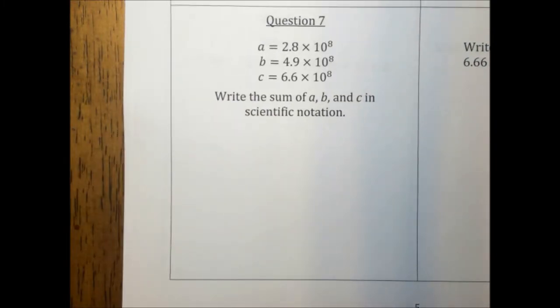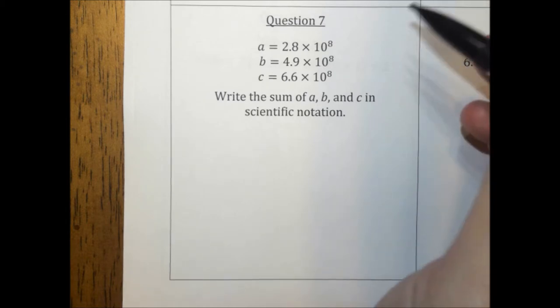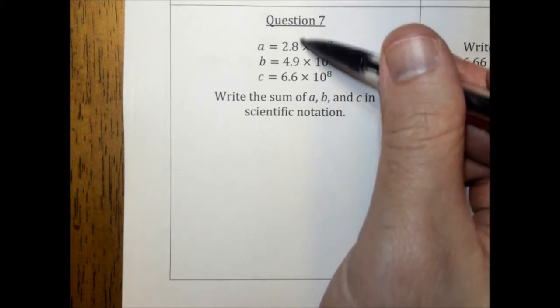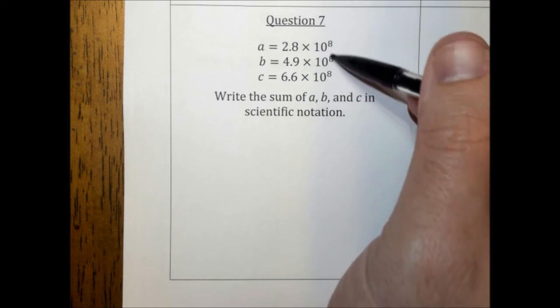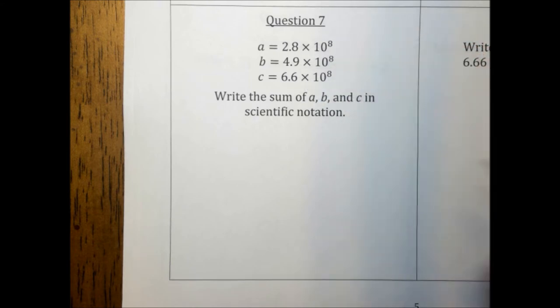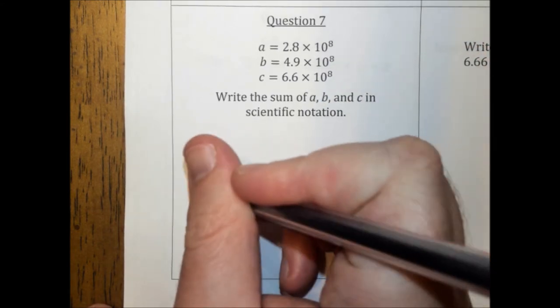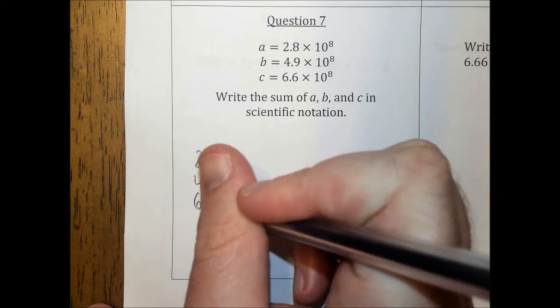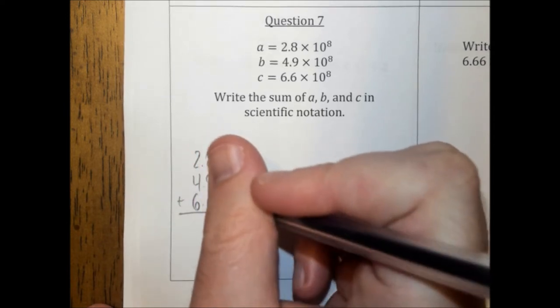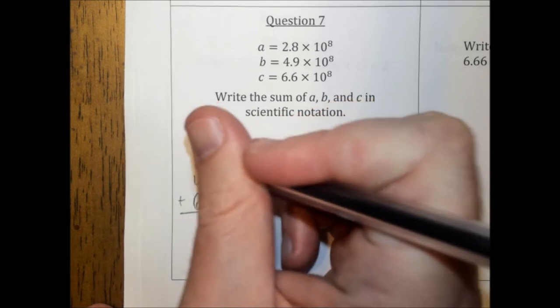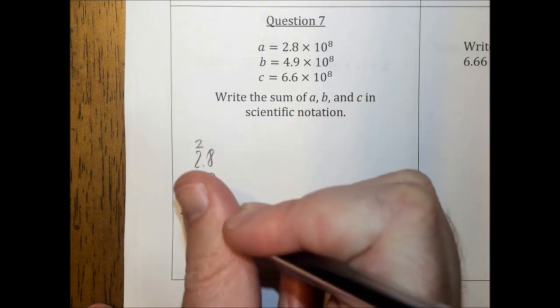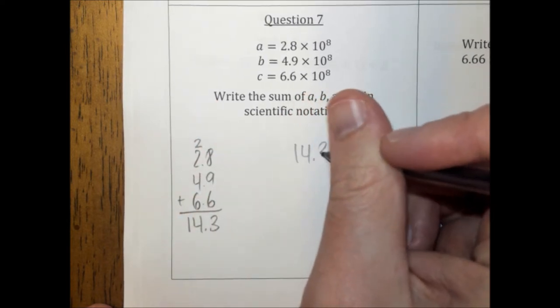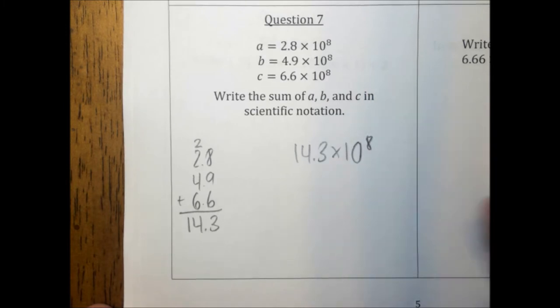Question 7. Write the sum of A, B, and C in scientific notation. So that means add. Let's add all these numbers. Hey, they already have exponents that all match, so we just have to add all these numbers. We add all these up, we get 14.3 times 10 to the 8th.